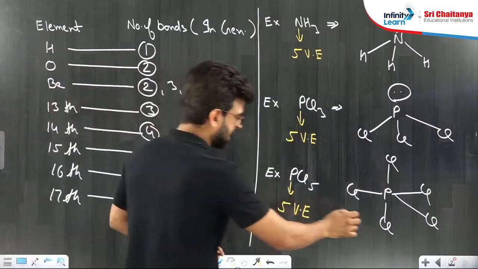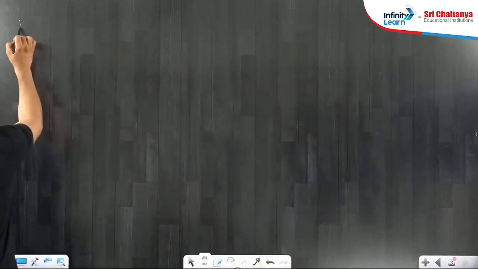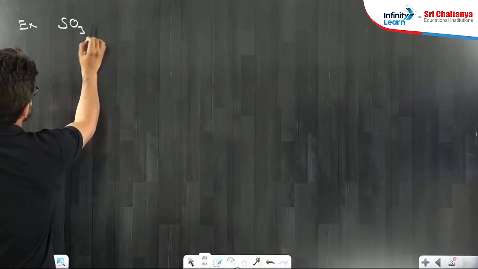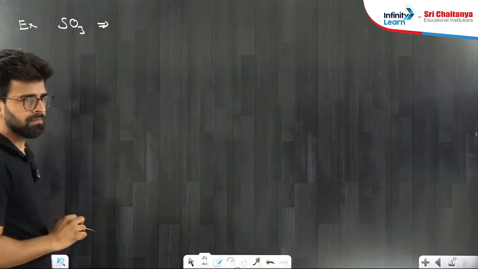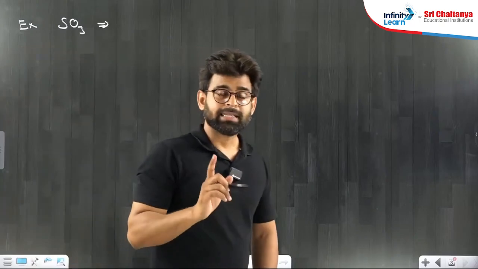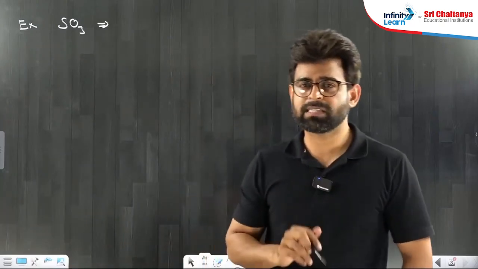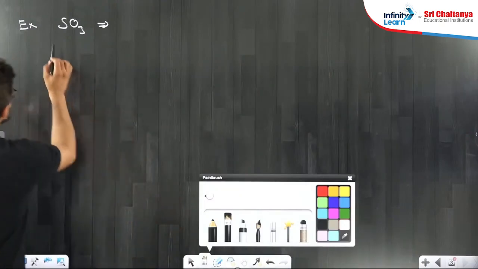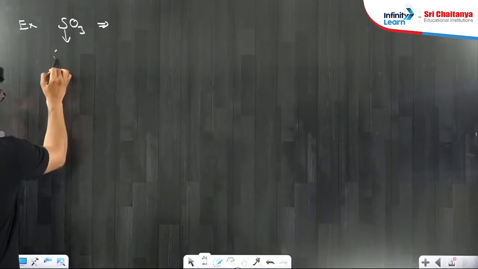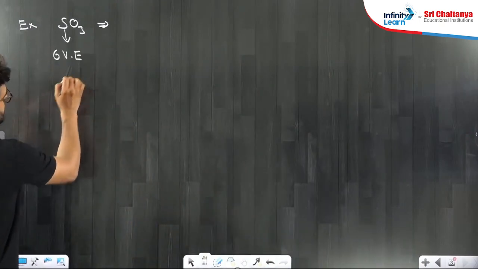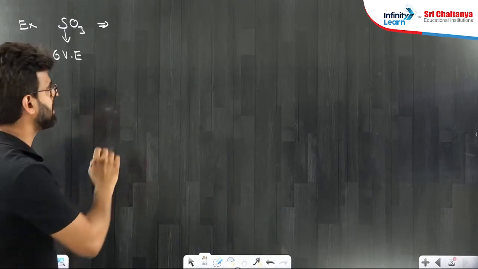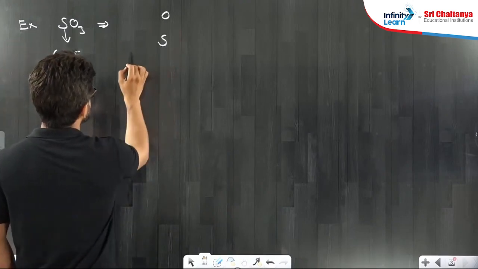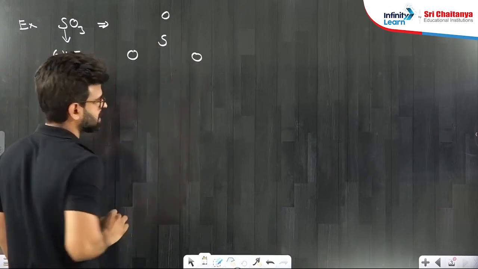Fine. Next one, if we come to SO3, assume I am taking SO3. Now tell me, sulfur is having how many valence electrons? Sulfur is having 6 valence electrons, because it belongs to which group? 16th group. Now write the center atom and you can write your surrounding atoms nearby it.